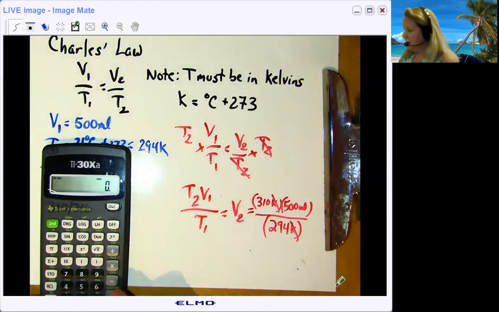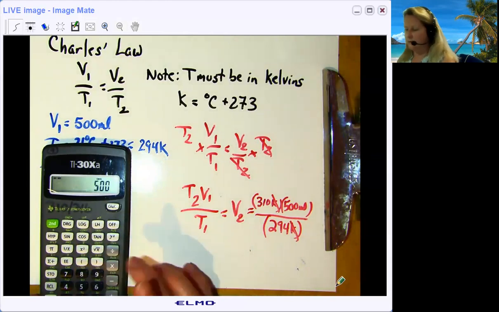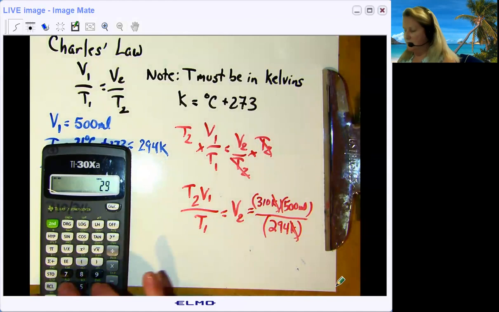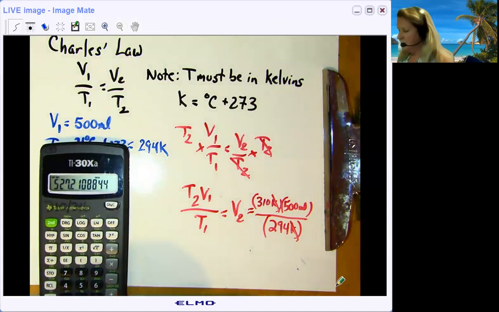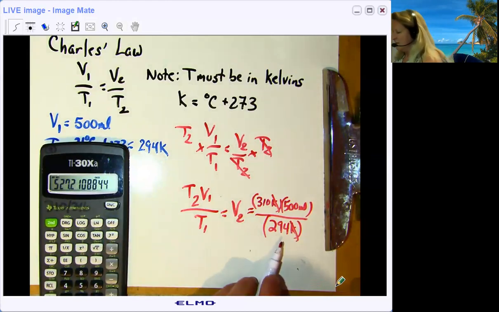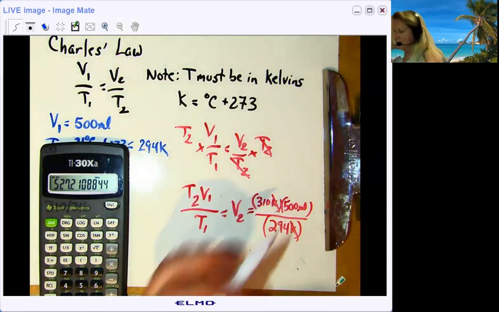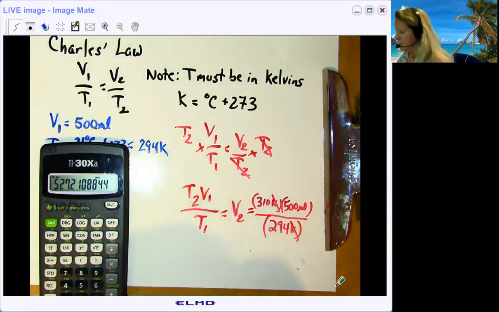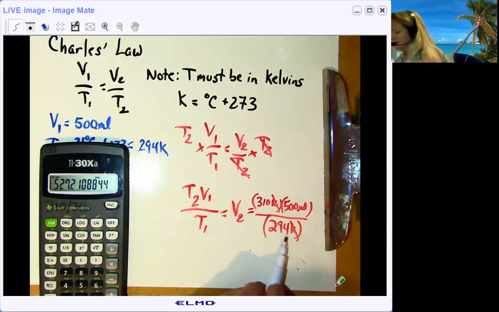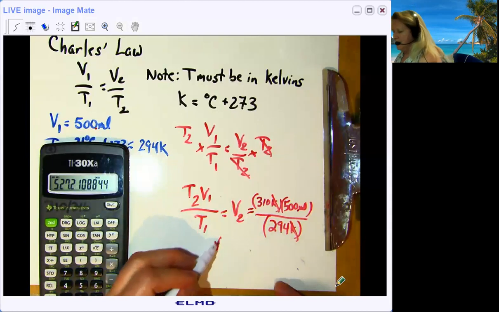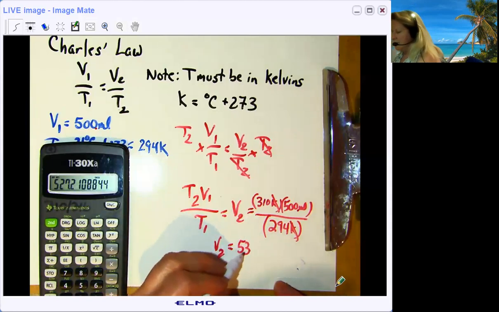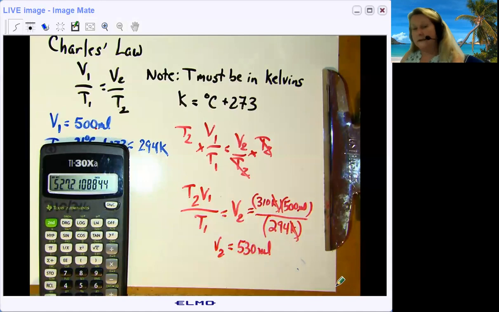So we have 310 times 500 divided by 294, which is 527.2. If I'm watching my sig figs, actually I only have one sig fig here. Let's pretend 500 mils had a decimal place after it, shall we? So we have 3 sig figs there, 3 sig figs here, and 2 sig figs here. So let's take this to 2 sig figs. That would make V2 530 milliliters.